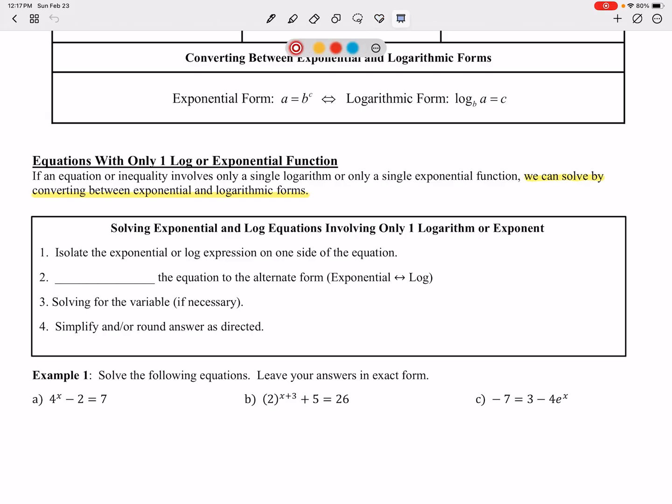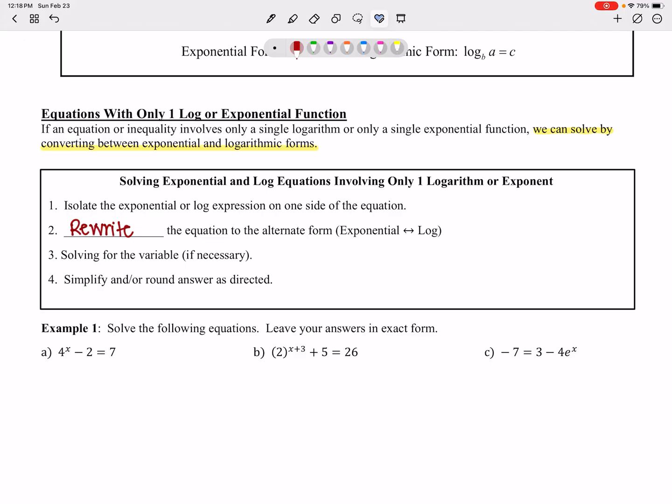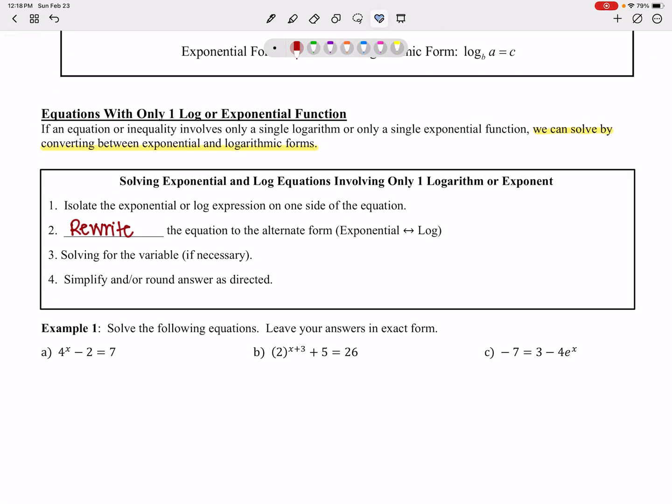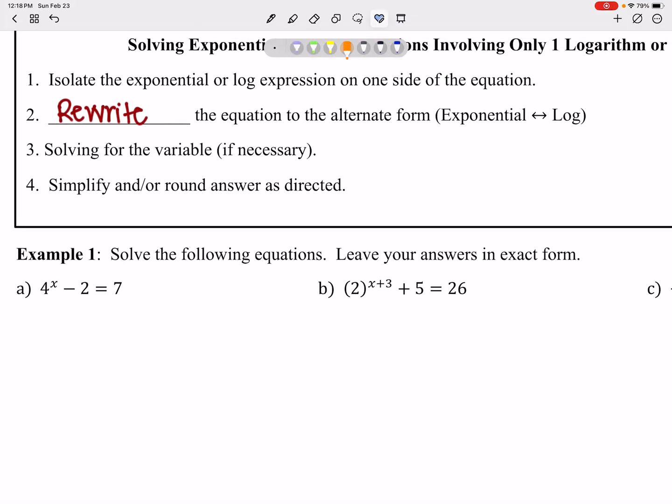Our first step is to isolate the exponential or log expression on one side of the equation and get your constants on the opposite side. Then you're going to rewrite the equation to the alternate form, meaning if you have an exponential equation, you'll write it in log form, and if you have a log equation, you'll write it in exponential form. Step 3 will be solving for the variable, if necessary, and then step 4, you're going to simplify and/or round your answer as directed. So again, always important for you to read the directions.